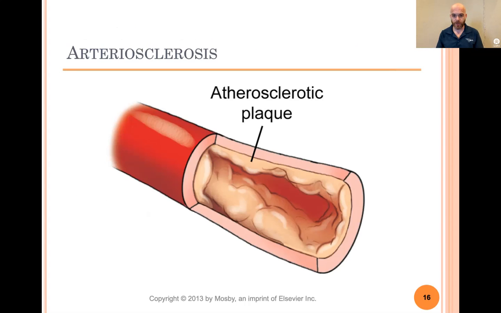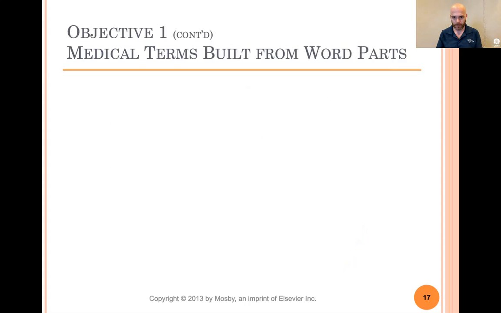Okay, this is a picture or a drawing of arteriosclerosis. So this is the artery, the red part, and then they cut away the wall, and you can see the plaque on the inside is cholesterol and fat from all the nice fatty foods we eat.